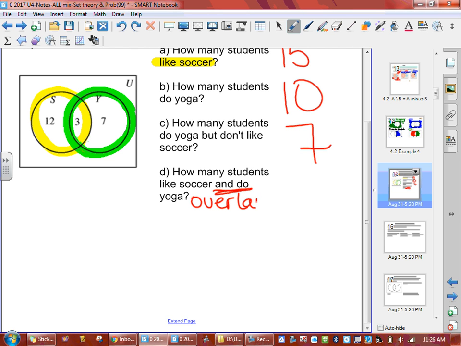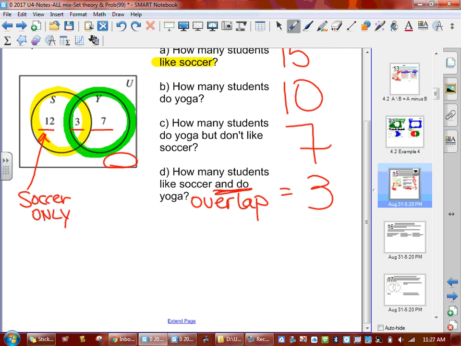So we've got 1, 2, 3 regions, and then we've got an outlier. This one didn't have an outlier, but it had the first 3 regions. So this first region would be known as soccer only. This region would be known as yoga only. And the middle is both. Okay? So those are the 3 regions when we're dealing with 2 circle Venn diagrams. And we will always have those regions.